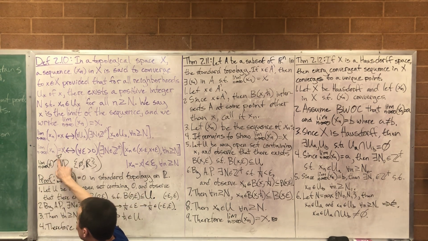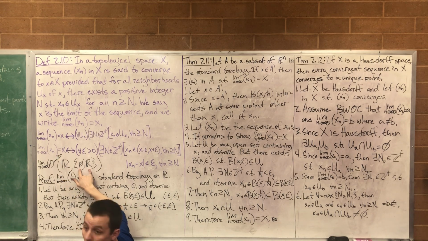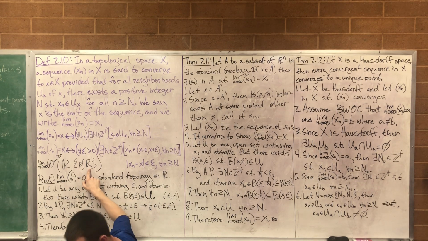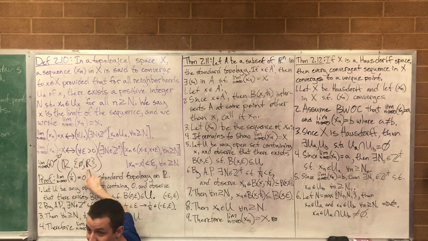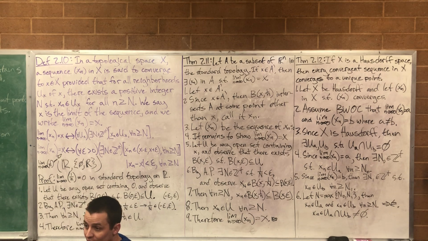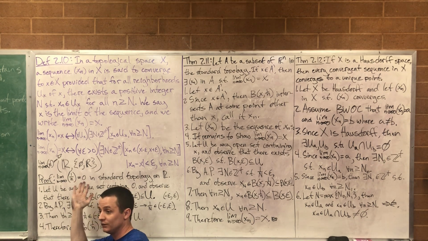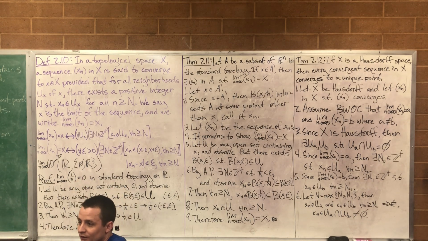For every neighborhood containing 27, let's look at all our open sets. Here's all our open sets. The only neighborhood of 27 is all of R. So for every neighborhood of 27, I can find an index, namely the first index, such that the sequence is in that neighborhood from that index onwards. The sequence is always in there, so it's in there from 1 onwards. So the sequence converges to 27.